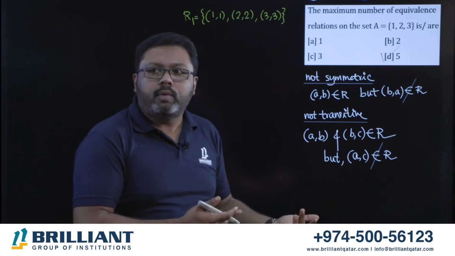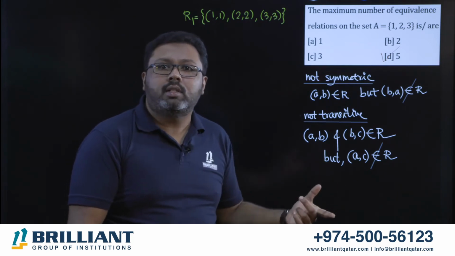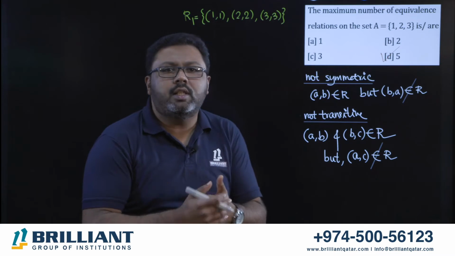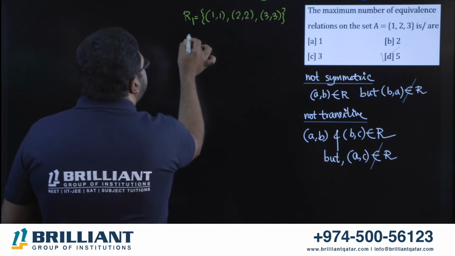Because I cannot prove that it is not transitive. So if I cannot prove it is not transitive, it is going to be a transitive relation. Okay. Now that is the first relation I'm going to say.